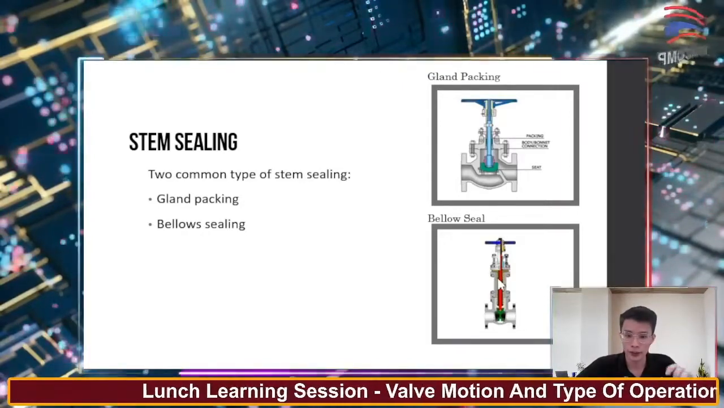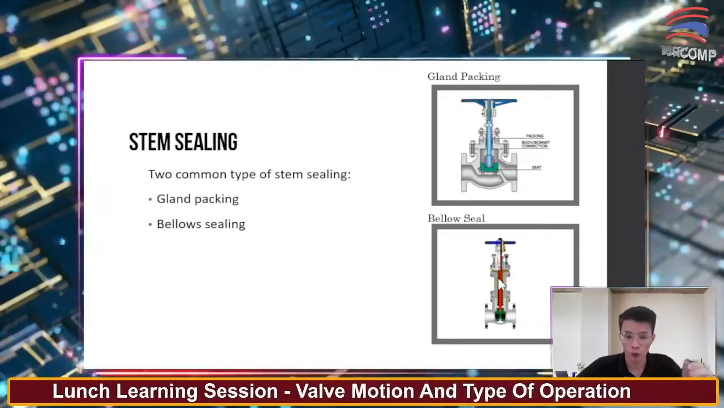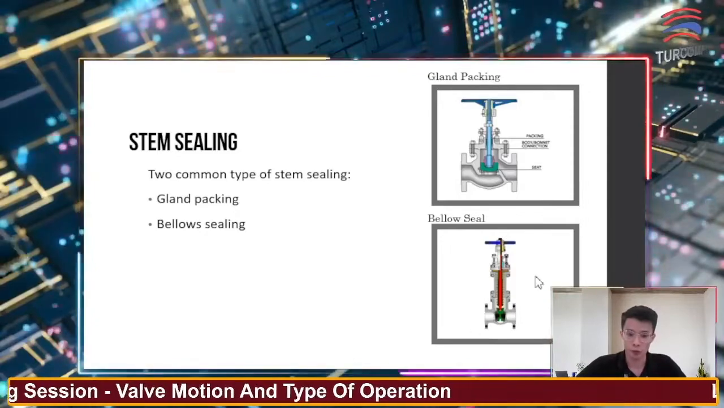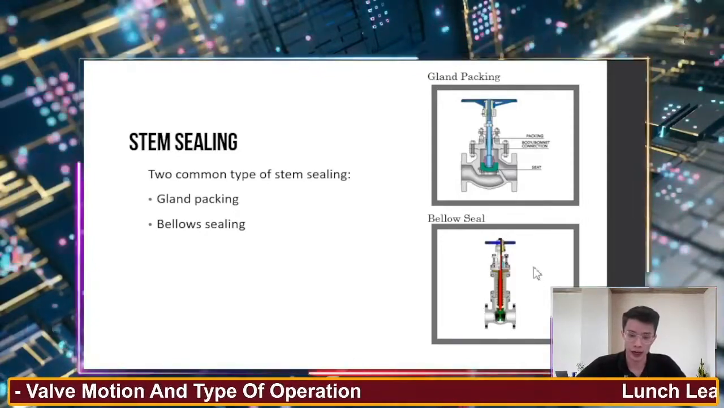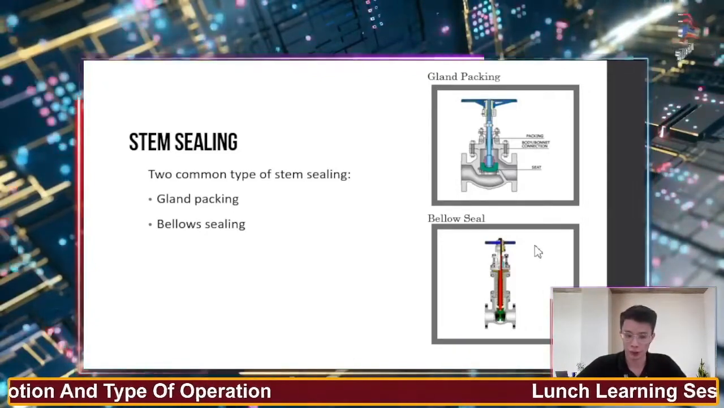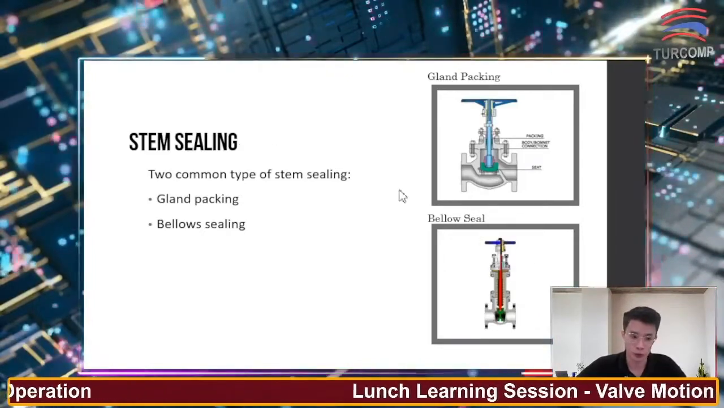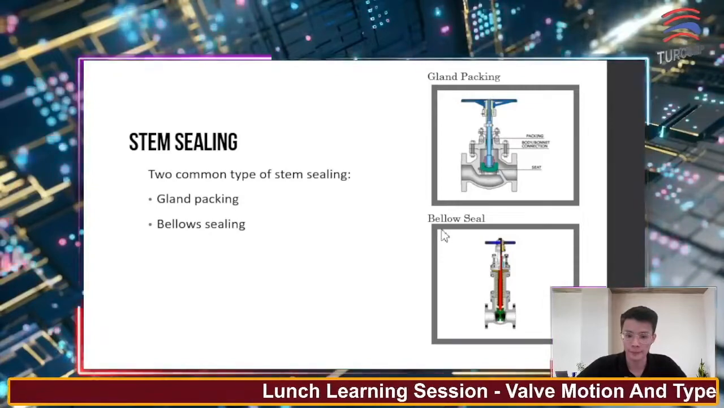And also, it normally requires no maintenance for over 10,000 cycles. However, for the bellow seal design, the cost is much higher. So it depends on your application. You can choose either design to achieve the stem sealing.